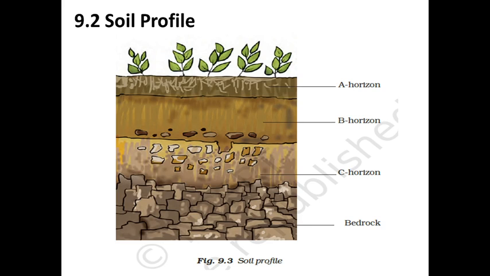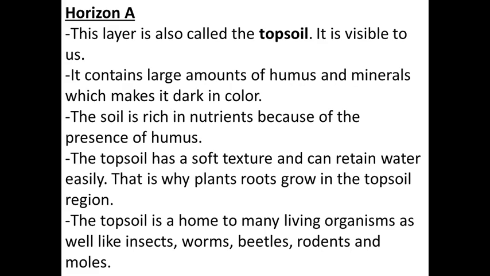So this is known as the soil profile, where we can see the distinct layers, and each layer has different properties and different names. So we can start. We can see here the first layer of your vertical section of soil is A horizon, then B horizon, third one C horizon, and the last one is bedrock. So 4 horizons are there in this soil profile. One by one we will learn about each and every horizon.